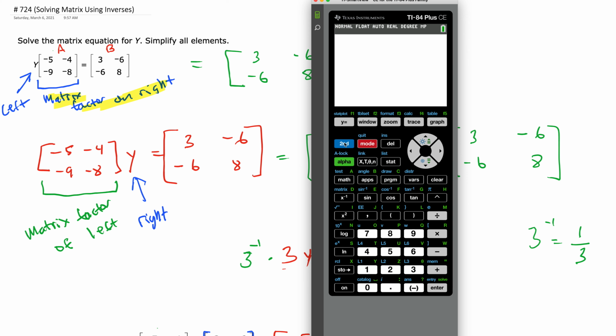Matrix B, I'll go edit, go down to B. Matrix B is going to be 3, -6, -6, and 8. 3, -6, -6, and 8. Okay, quit. Something else your calculator can do is figure out the determinant, which is this number that we got.